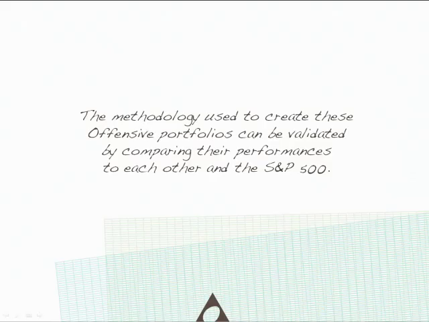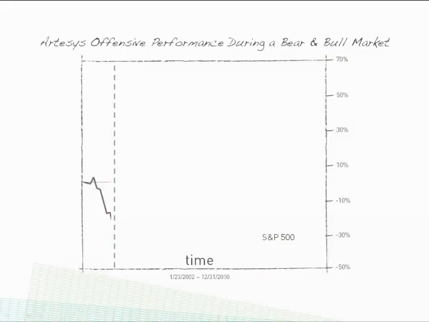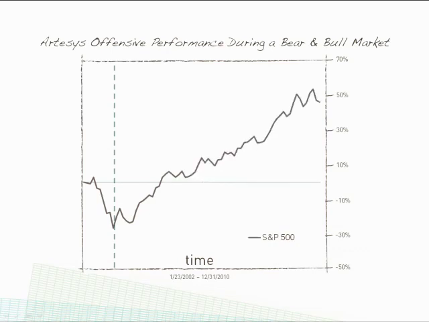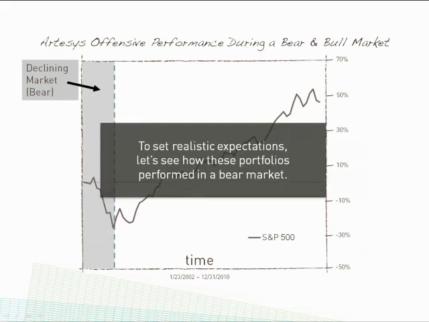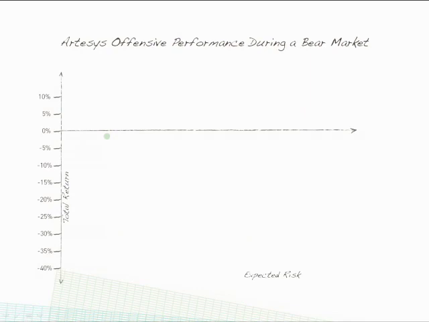The methodology used to create the 5 offensive portfolios can be validated by comparing their performances to each other and the S&P 500. To do so, portfolio returns are reviewed over different market cycles versus during any one calendar year. Illustrated here is the S&P 500 during a declining market and a rising market. To set realistic expectations, let's see how these portfolios perform during a declining or bear market. On the inception date of this illustration, the Artesis portfolios and the S&P 500 are positioned relative to one another based on their expected risk.